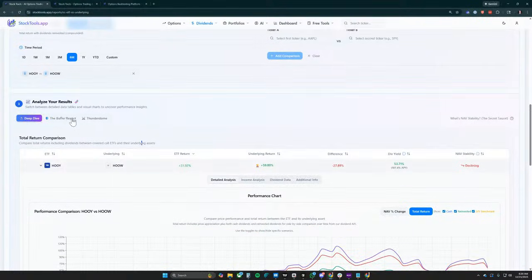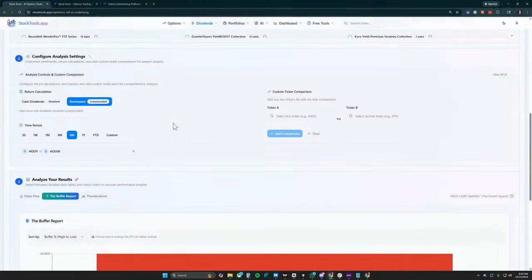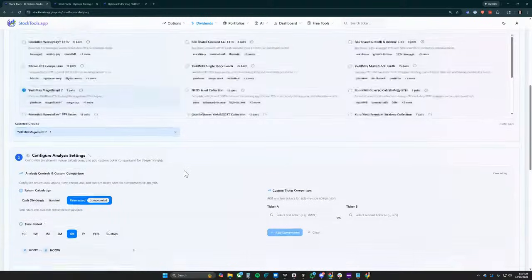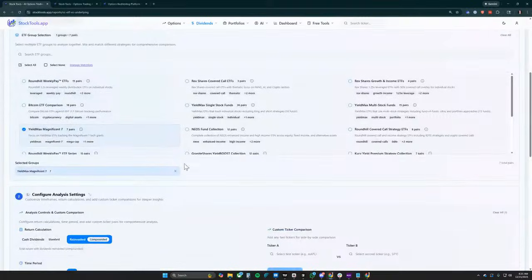Oh, actually, I forgot to show off the other two tabs as well. I have a section, the buffer report, that if we had a whole bunch of them in there, it shows the up and down. We'll add one real quick just so you can see. It shows the positive and the negative, but TSLY is so high up.